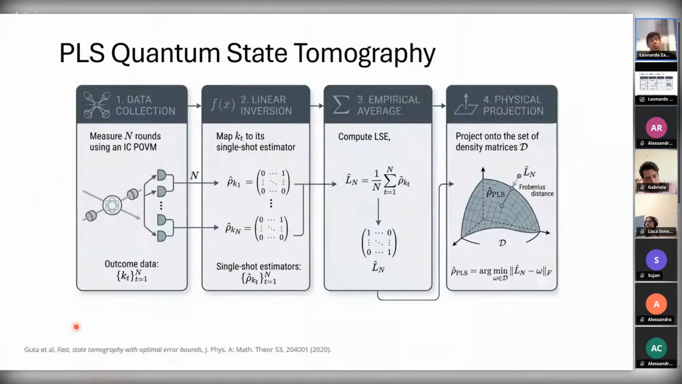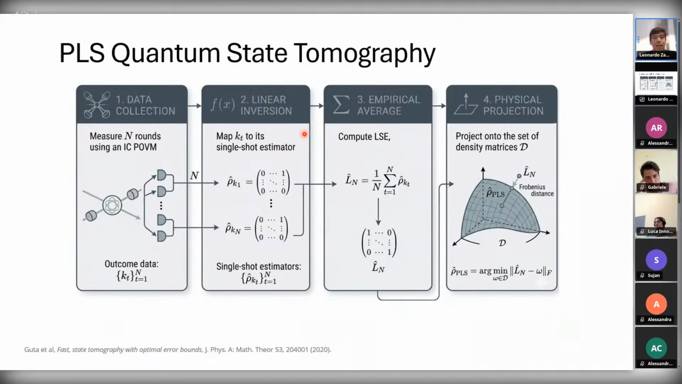All right, so in this protocol we have 4 steps. First, we have the data collection. We have a source that prepares a quantum state and sends it to a measurement device that implements some measurement, a POVM, that we know. And we repeat this measurement procedure n times, and we record the outcomes.